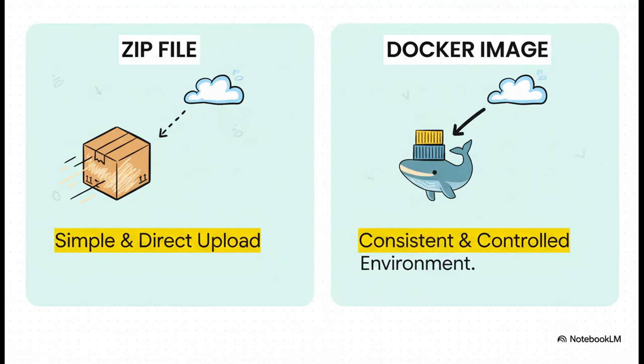Fundamentally, you have two ways to package your code up. You can go the simple route. Just zip up your compiled code and all its dependencies. It's direct. It's easy. Or you can package everything into a Docker container image. This gives you way more control and consistency, especially for bigger apps. It's really just a choice between simplicity and control.